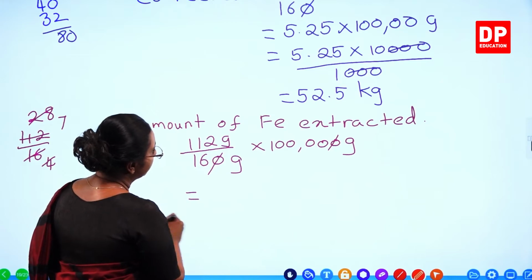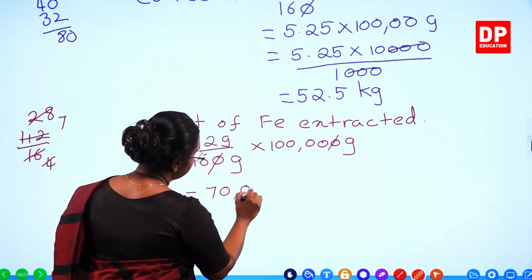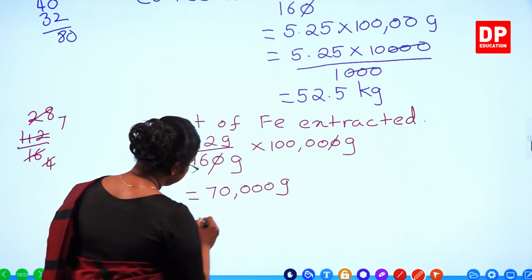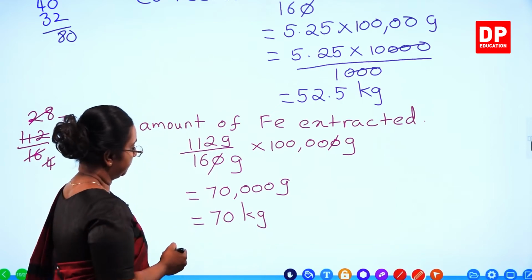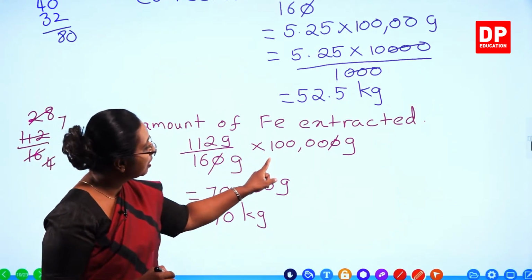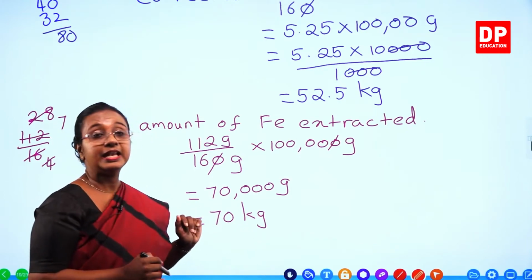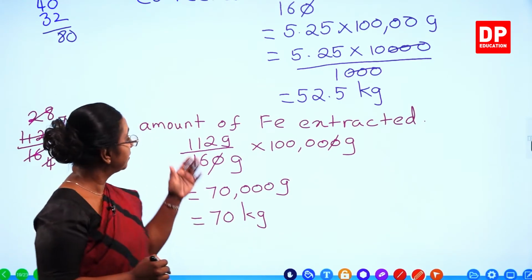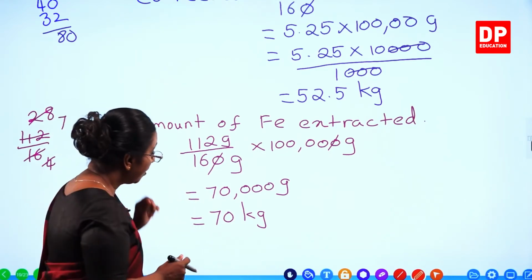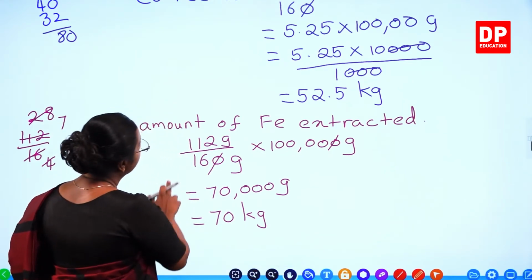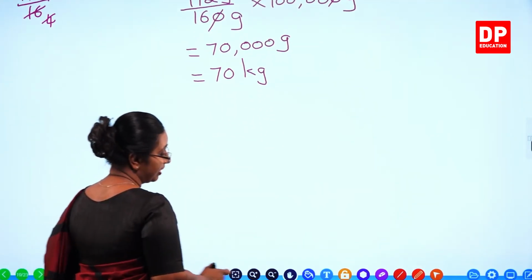This will be equal to 70,000 grams or 70 kilograms. So if we use 100 kilogram of hematite, we will get 70 kilogram of iron extracted from that. We also need to calculate the amount of carbon dioxide that is released.